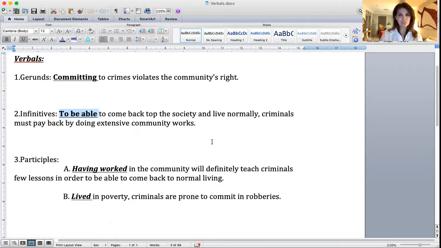You must use a gerund and then the next time an infinitive. So try to use variety of the structure.